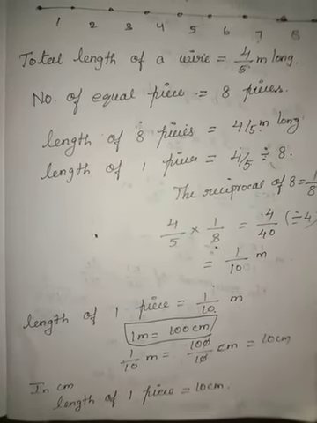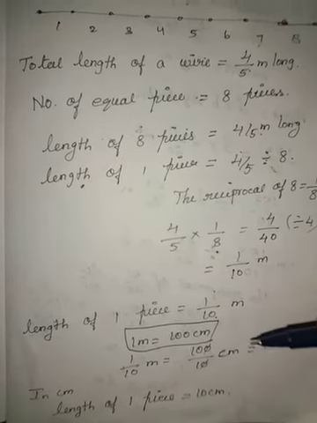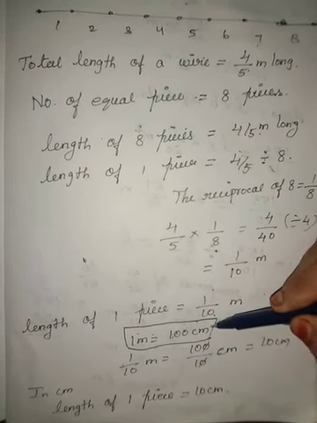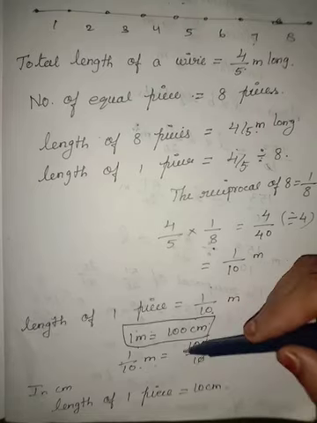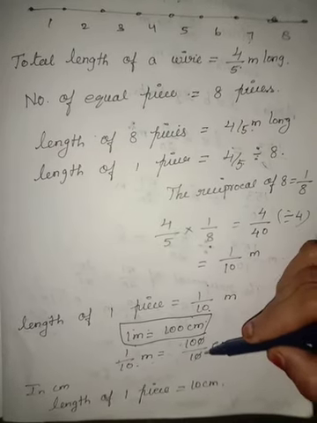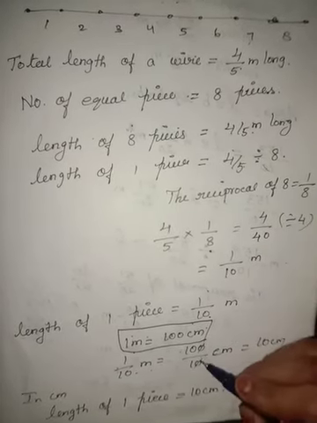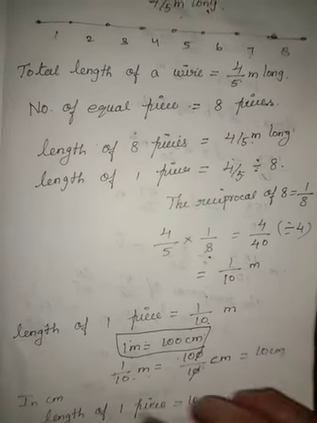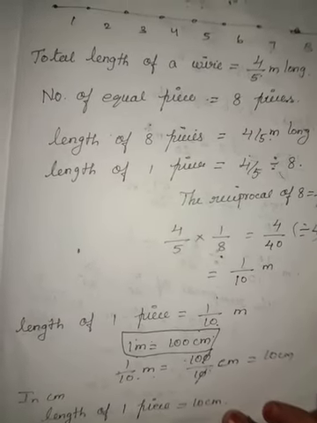1 by 10 meter can be converted into centimeter. 1 meter equals 100 centimeter. So 1 by 10 meter equals 100 by 10 centimeter. Simplifying the numerator and denominator, we get 10 centimeter. The length of one piece is equal to 10 centimeter.